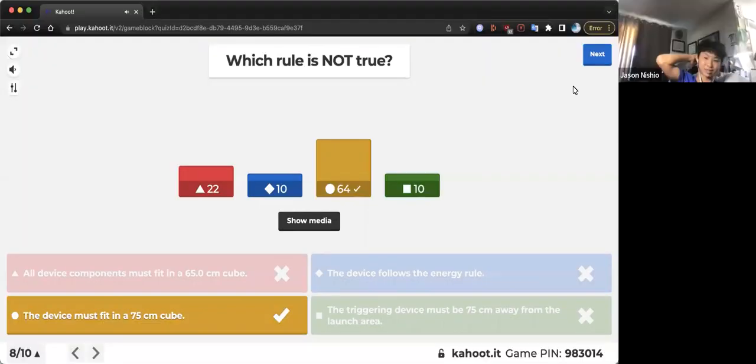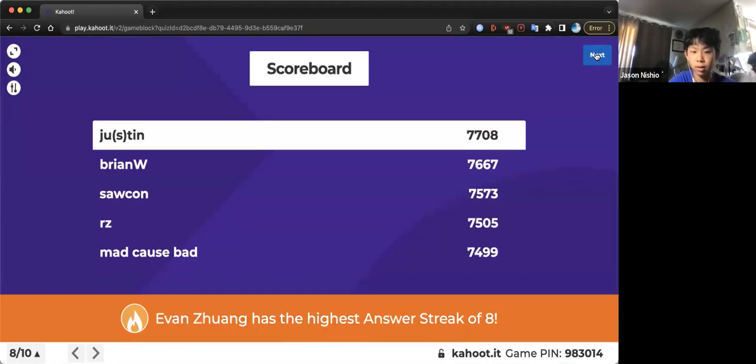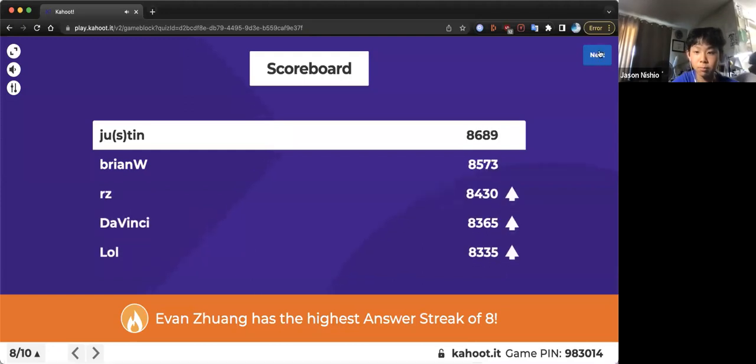I tried to make this a tricky problem, because I said 65 centimeters cubed, and I mentioned 75 centimeters somewhere for the triggering device rule, which is this one. Triggering device must be 75 centimeters away from the launch area. All right, great job.